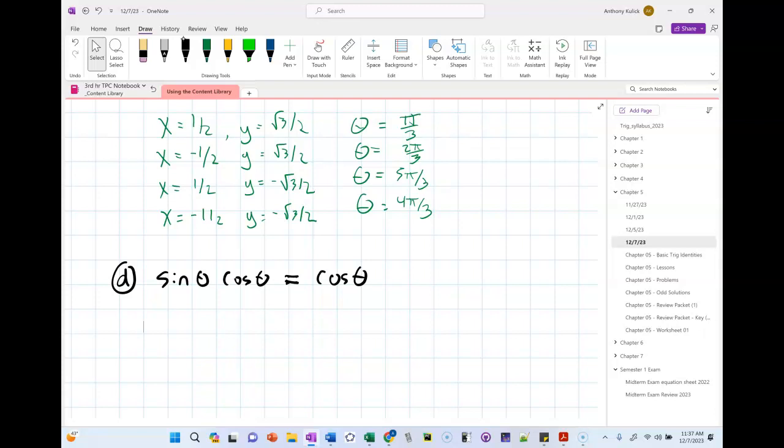Definitely don't want to divide, because if I'm dividing by cosine theta, for example, that could be 0, and now I just divided by 0 and lost solutions. Well, adding's not going to get... You want to subtract. Yeah. That's what you mean. So let's just subtract a cosine theta from both sides.